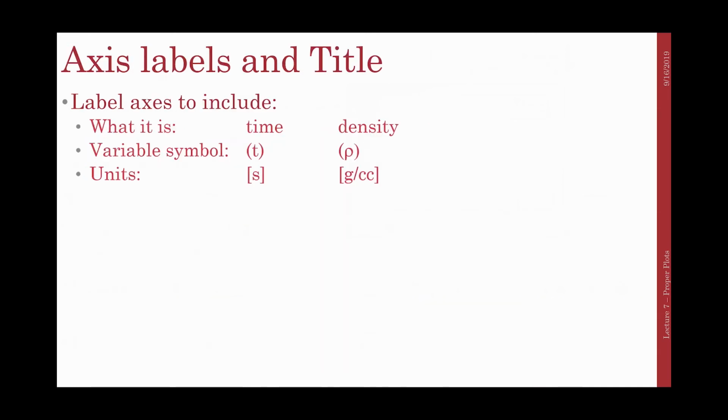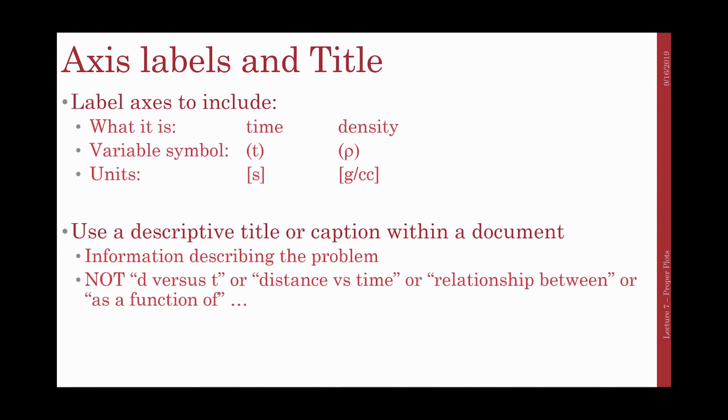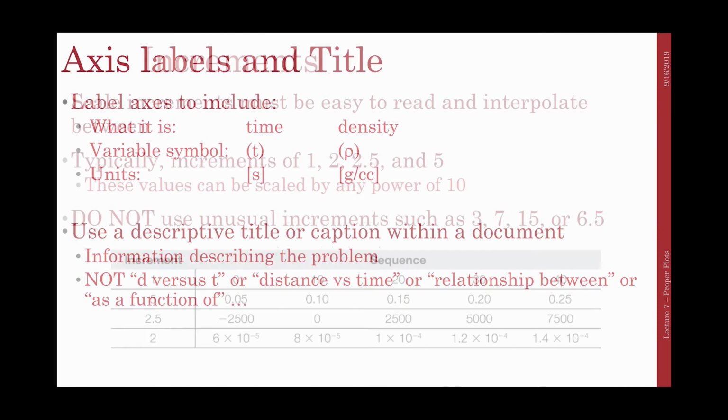So axes, labels, and titles. Your labeled axis should include what it is, its variable, and its unit. So if your axis is time, you should say time, its variable is t, and its units are seconds. Use a descriptive title or caption within a document, information describing the problem, not d versus t or distance versus time or relationship between or as a function of. You really want to get descriptive.